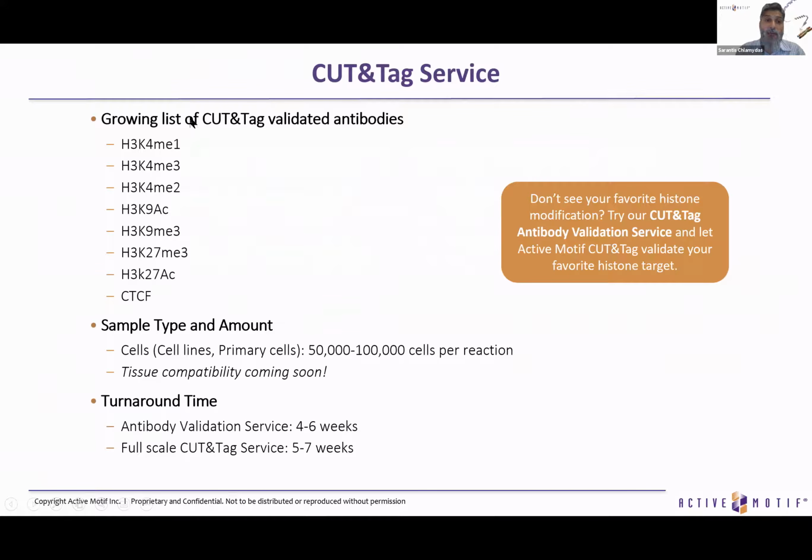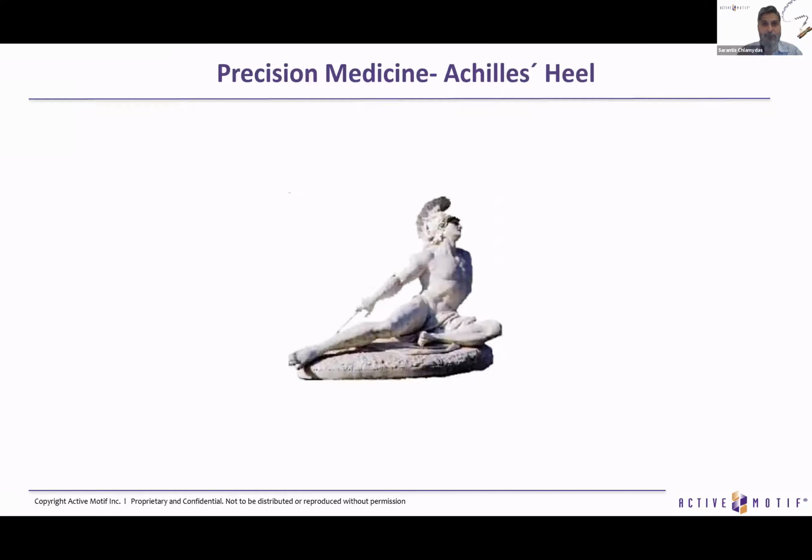Here is the list of the antibodies that we have currently validated internally, but the list is growing day by day, and I can assure you now it's bigger than this list here. And I hope we will be able to validate internally all our antibodies for CUT&Tag. We request cells for the moment, roughly 50,000 cells per reaction. Soon we're going to have tissues, and the turnaround time for the full, complete experiment is up to seven weeks. This, as I mentioned, is an end-to-end experiment, including the bioinformatic analysis.